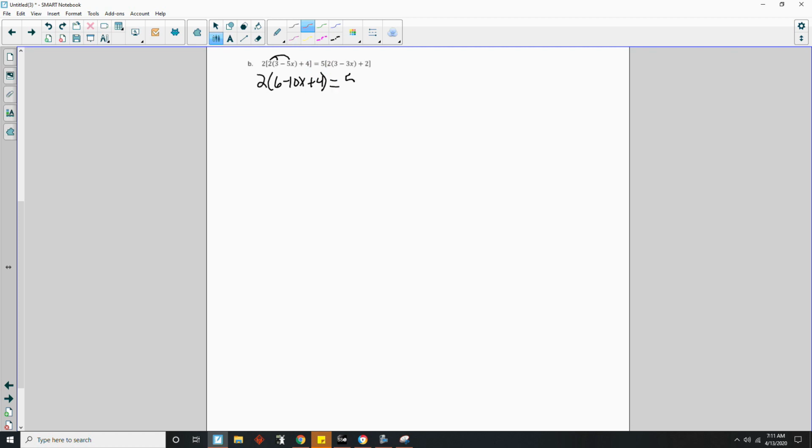equals, bring the 5 down, and I'm going to distribute the 2 over here. And that's going to give me a parentheses. 2 times 3 is 6. Positive times a negative is negative. 5 times 3 is 15x plus 2 in parentheses.